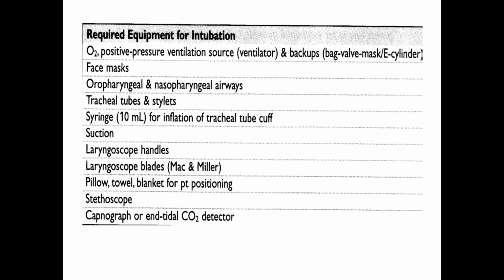Laryngoscope blade with laryngoscope handle. And we have different blades. We will discuss this later. Macintosh and Miller. Pillow, towels, blankets for proper patient positioning during the procedure. Stethoscope to check bilateral air entry, so we are sure that the endotracheal tube is in its proper position. And capnograph or end-tidal CO2 to detect CO2.